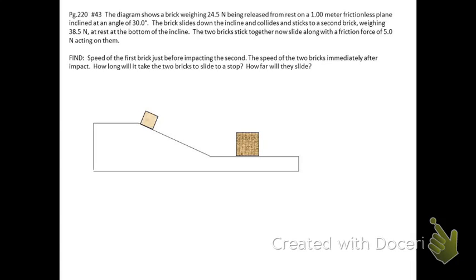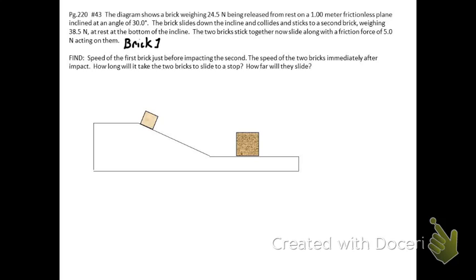Okay, this is a General Physics textbook problem, page 220, number 43. This is a conservation of momentum problem involving a brick sliding down an incline, colliding with another brick completely inelastically, and then sliding to a stop. We need to consider this in three different stages. Let's get the easy stuff out of the way first.